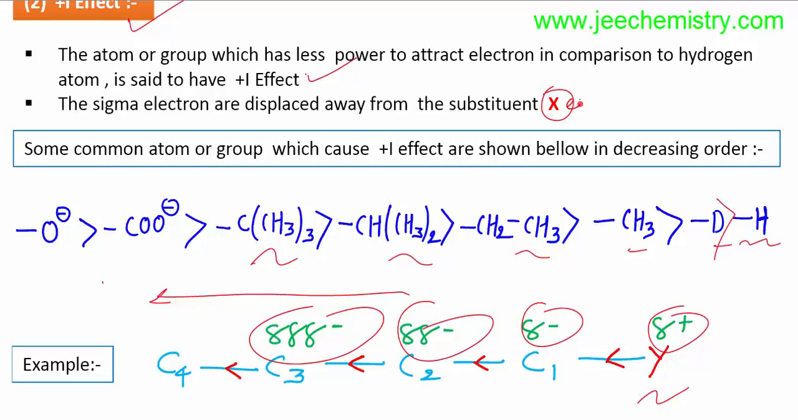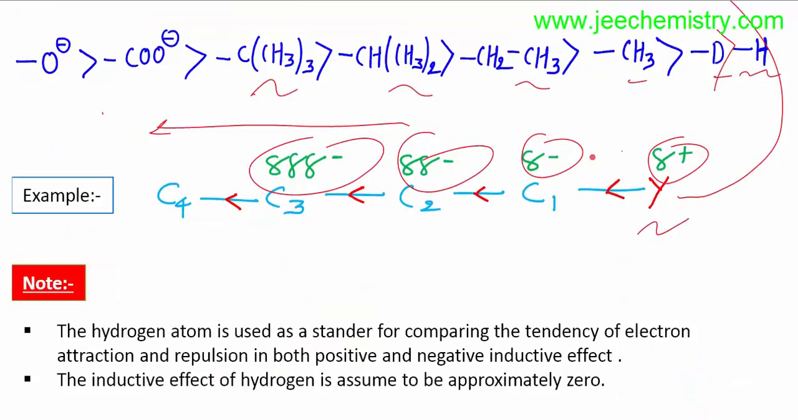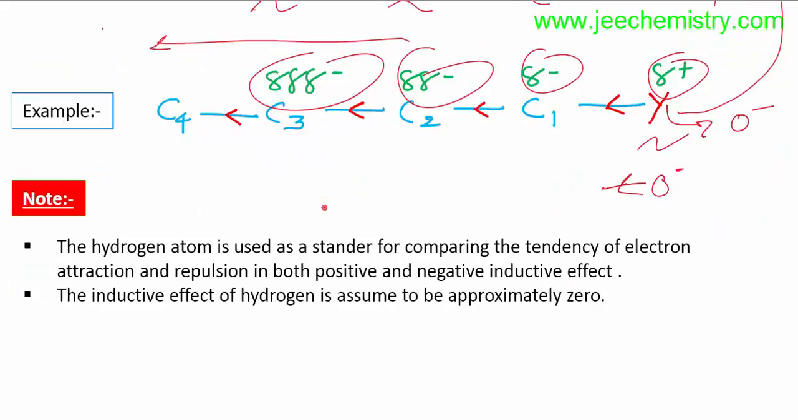Here it is shown as Y, and in the example I have also shown Y. Y atoms are substituted, which means in place of Y there may be O minus. In place of Y, if there is O minus, then this will influence the electrons in a similar way, in this direction.